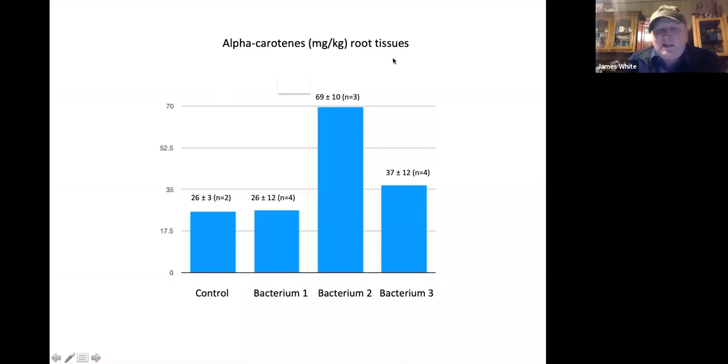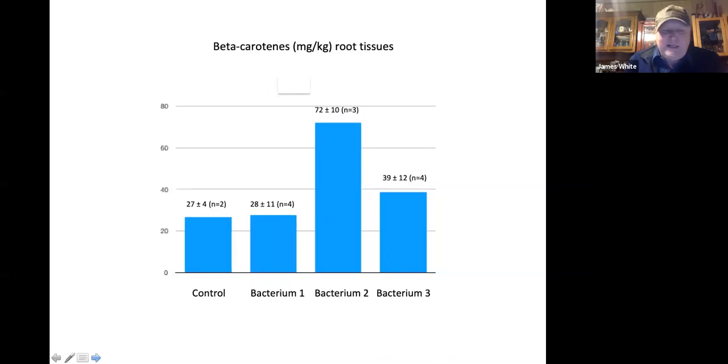This is now analyzed, the root tissue was analyzed, and you can see without bacteria, the control there. Here's one of the bacteria that were put on. It didn't have any effect. Here's another, bacterium 2. It doubled the alpha keratines, and bacterium 3 increased it a little bit. So different microbes are going to have different impacts on the chemical composition of plants. And of course, this can affect the healthful compounds that plants naturally have. This is the beta carotenes, and you see the same thing happening with beta carotenes. Just bacterium 2 markedly increased the beta carotenes forming in the carrot.